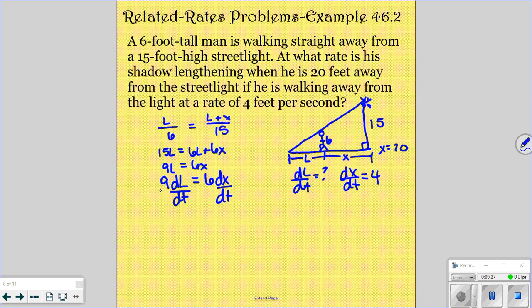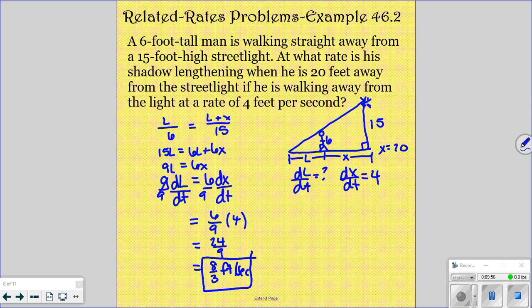So we're solving for dL over dt, so I'm going to divide by 9 on both sides. And then if I plug in what dx over dt is, it's 4. You can simplify that. I get 24 over 9, which if you divide by 3, gives you 8 over 3. So the rate his shadow is lengthening is 8 over 3 feet per second.